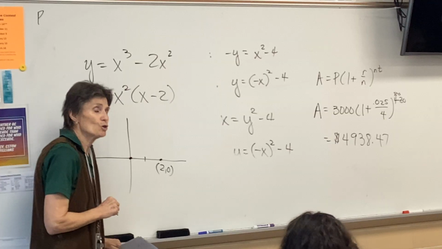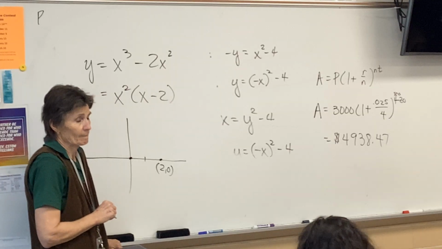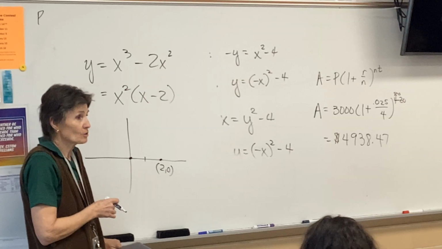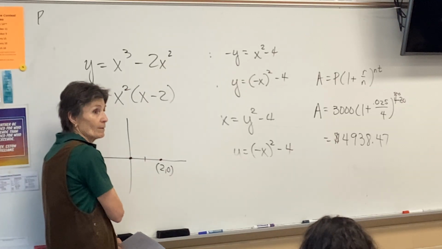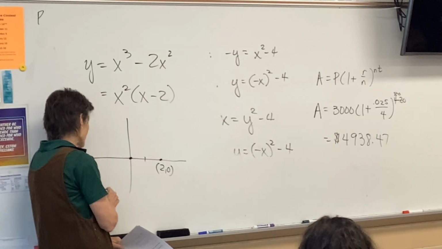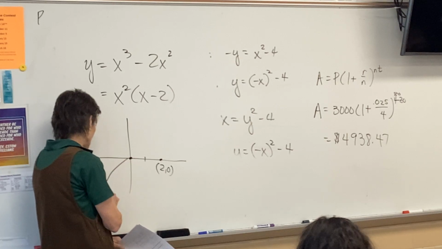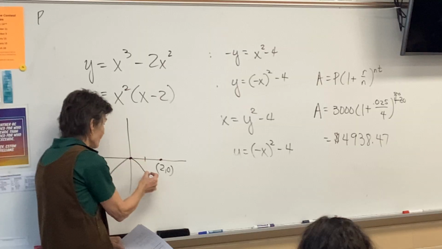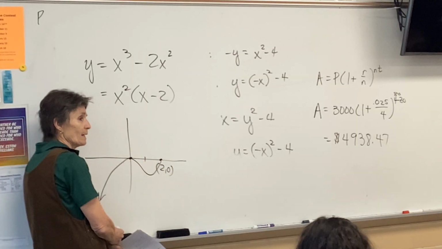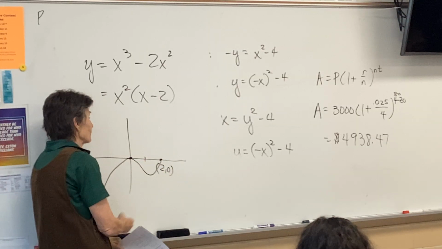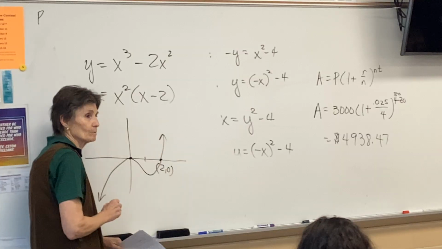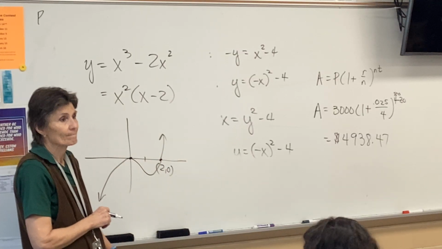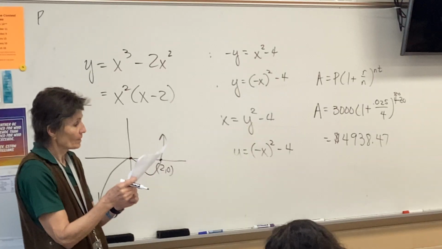Now this is a cubic function. Cube is odd. Odd functions start down here, right? So I'm gonna start down here. What am I gonna do when I get to 0? Bounce back down. What am I gonna do when I get to 2? Right on through. So there it is.